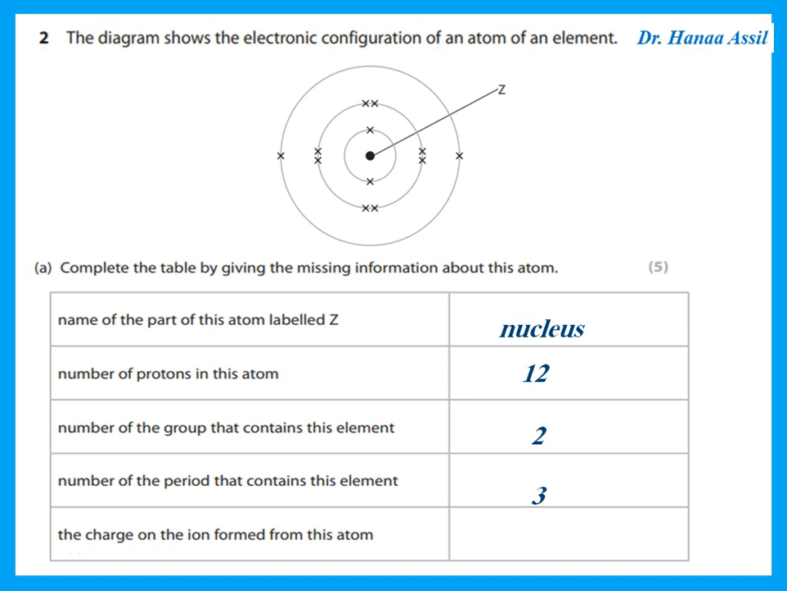What is the charge on the ion formed from this atom? If this atom forms an ion, what is it going to do? It's going to lose the 2 outermost electrons, and when it loses electrons, it becomes positive 2 or 2 positive.